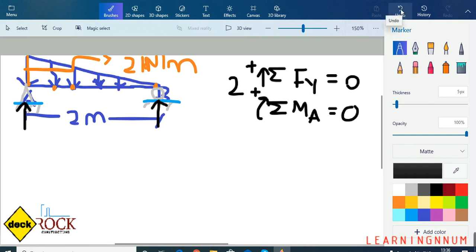So two reactions are there, and the available equilibrium equations are also two. Using these two equilibrium equations, we can find the two unknown reactions, right? That is the reason this simply supported structure, according to the external loading, is a determinate one. Am I right?